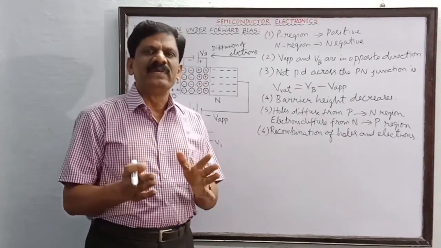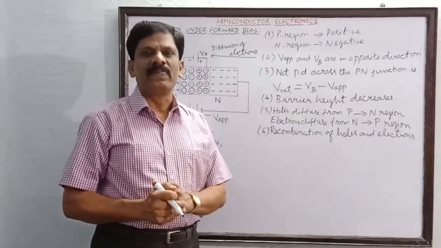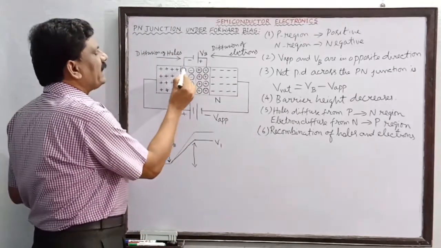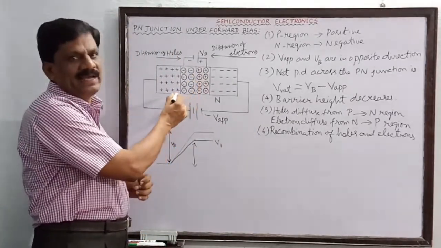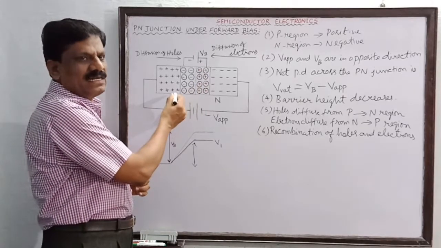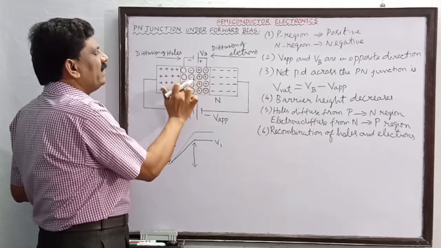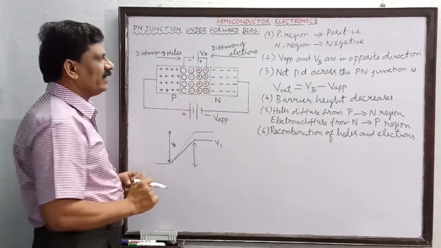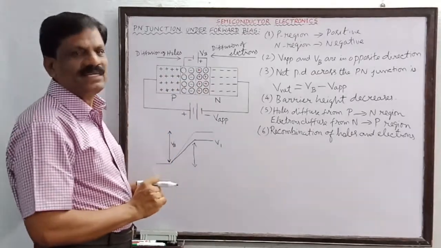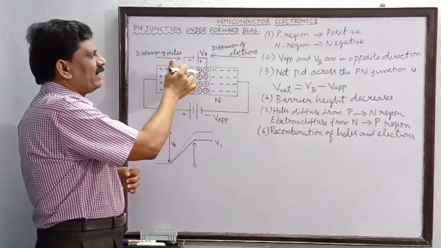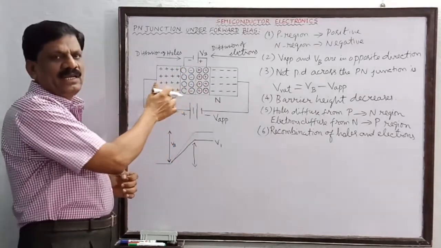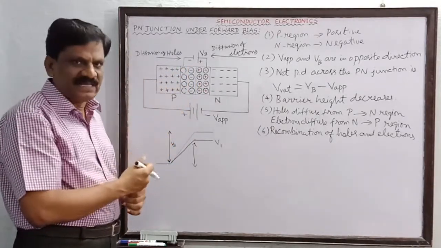They will neutralize. What is the meaning of that actually? This hole will be attached to one of the immobile ions. Understand, students? And it will neutralize the charge of the ion. So there will be no more ion here. It will become what? A neutralized atom.